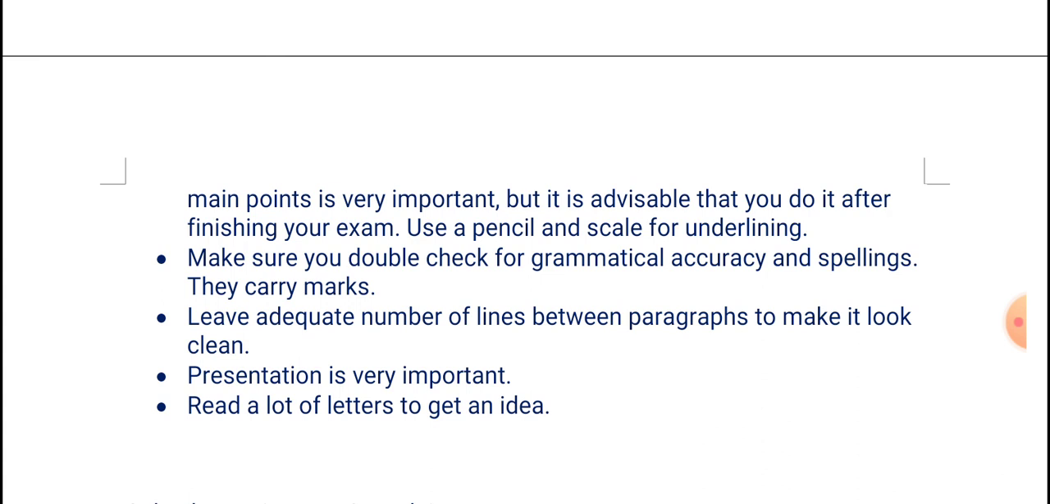Make sure you double check for grammatical accuracy and spellings. So this is very important also, to check grammatical errors and spelling errors. Leave an adequate number of lines between paragraphs to make it look clean. Means there should be proper space in paragraphs. Presentation is very important. Means you have to use decent language. Read a lot of letters to get an idea. So to get ideas you can read a lot of letters.